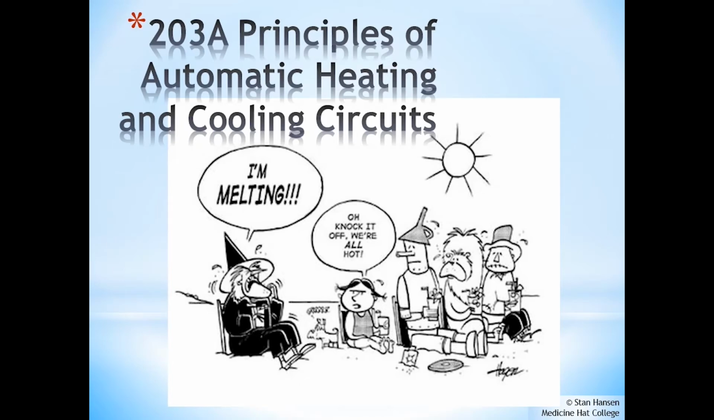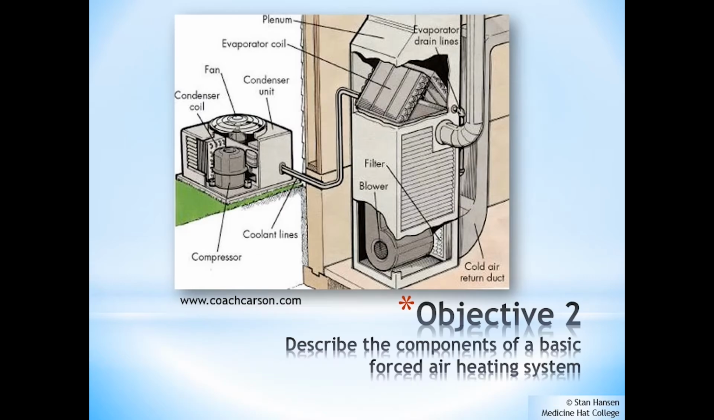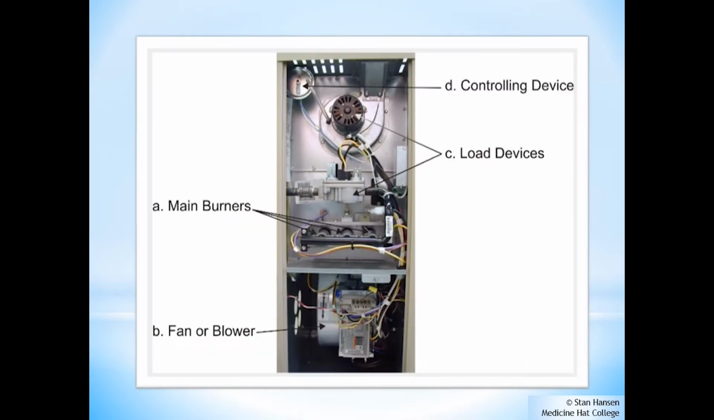Welcome to Module 203A on Principles of Automatic Heating and Cooling Circuits. Now that we know what a closed-loop control is, we're going to start to look at some of the cooling and heating components that make it work that way. A furnace has a number of different components that you need to be familiar with.